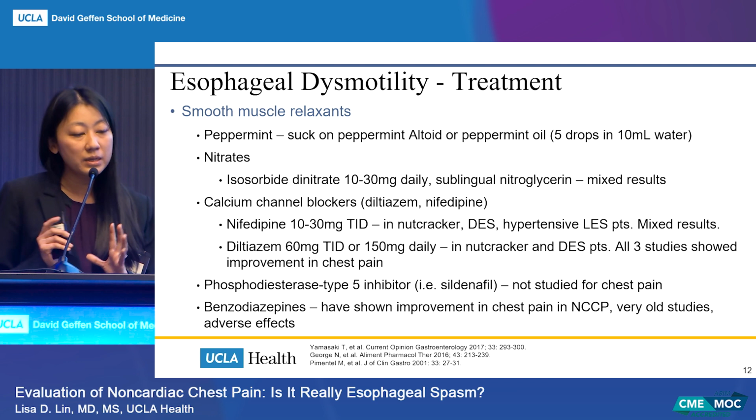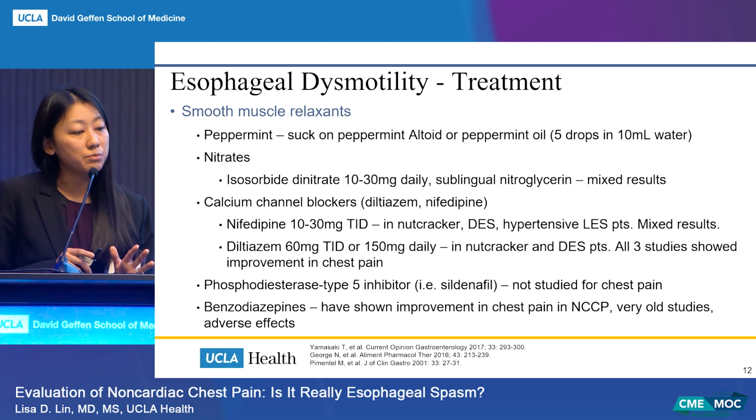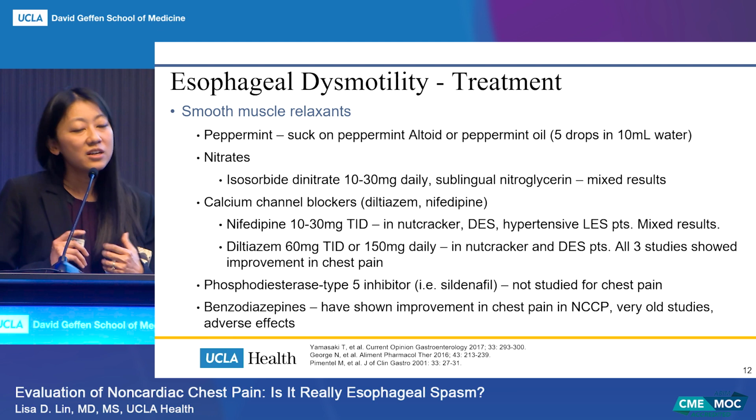Phosphodiesterase type 5 inhibitors such as sildenafil have not been specifically studied for non-cardiac chest pain, but sometimes we do use them clinically. And benzodiazepines have actually shown symptom improvement in non-cardiac chest pain patients, but these were very old studies, and as we all know, it comes with its own set of adverse effects, dependency, so generally clinically nowadays, this is not one of our go-to treatments.